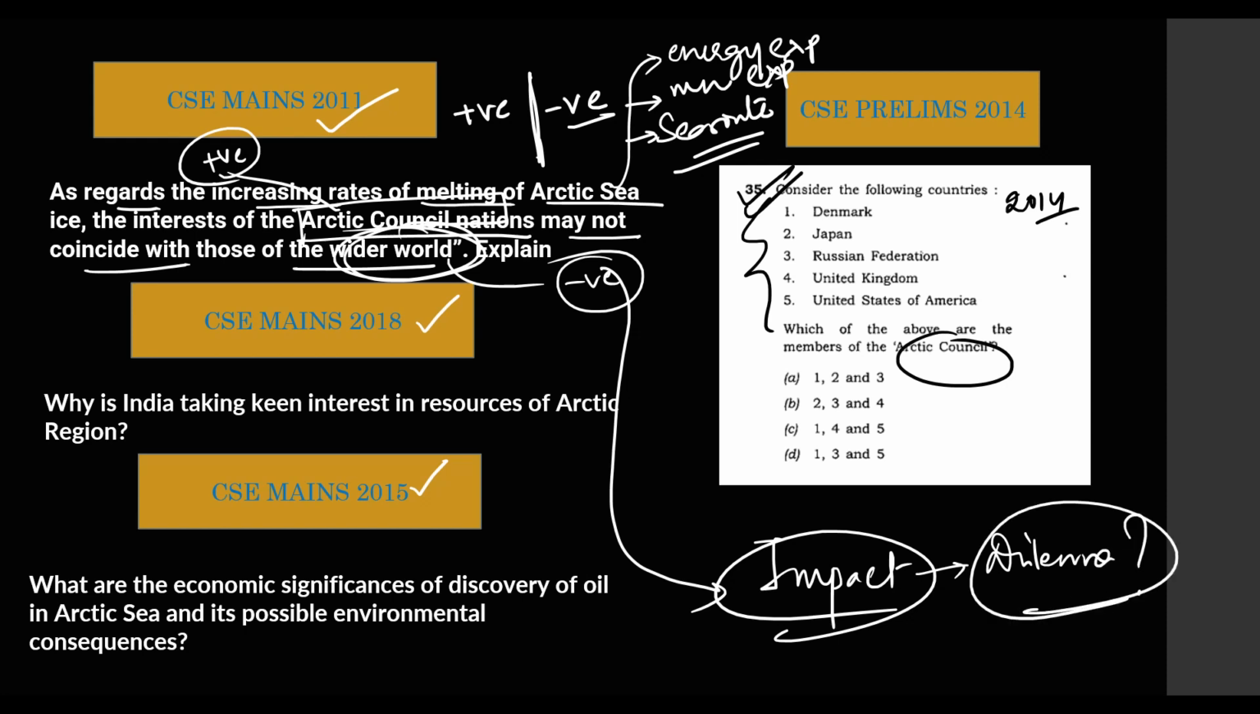What is the dilemma? That there is some positive impact also. It is going to open new sea routes of communication. It is going to open new areas of oil exploration, gas exploration and mineral exploration. On the other hand, largely this is going to have a negative impact on the global climate. Do you know this or not?